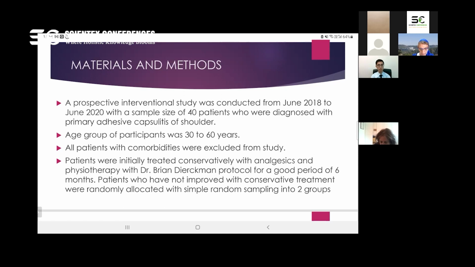We followed a Dirkman protocol, and we gave analgesics and physiotherapy to the patients for a period of 6 months. We followed up the patients with analgesics and physiotherapy regularly. After the 6 months, whichever patients had not improved with conservative treatment, we randomly allocated into two groups. The first group received only MUGA, that is manipulation under general anesthesia, and the second group received the combination treatment.